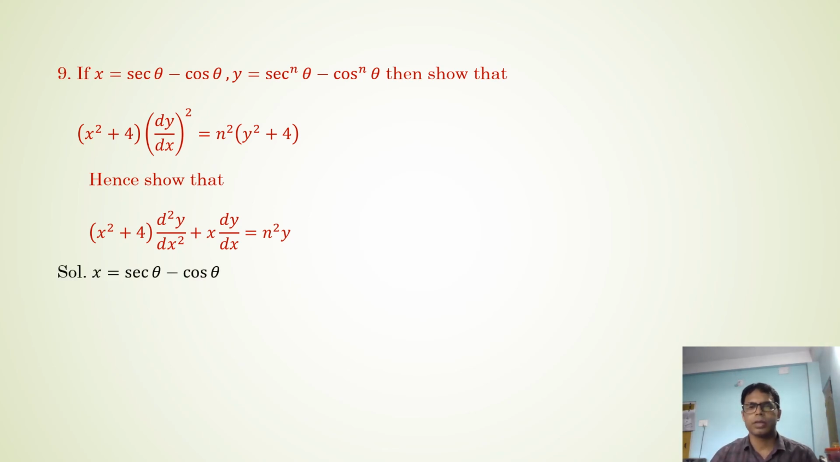সো ফার্স্ট ইউ রাইট x is equal to sec theta minus cos theta, so sec theta ডেরিভেটিভ কৰি দিয়া খালি, সিম্পলি dx/d theta, sec theta differentiation is sec theta tan theta plus, এটো প্লাস হৈছে কারণ cos theta derivative is minus sin theta, so minus minus makes this plus.